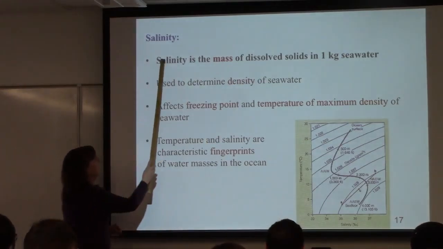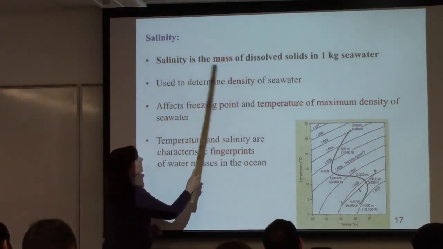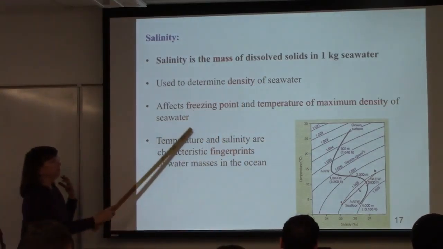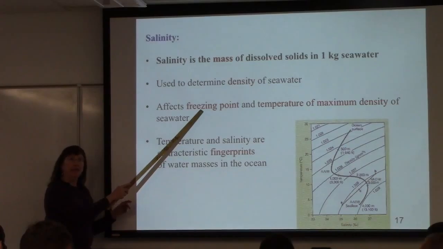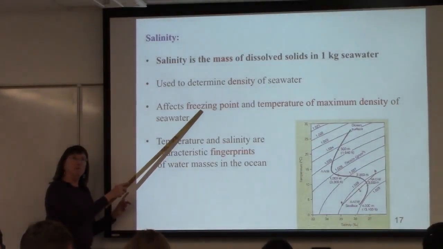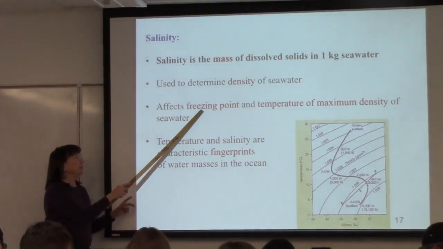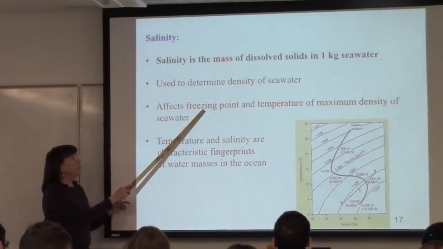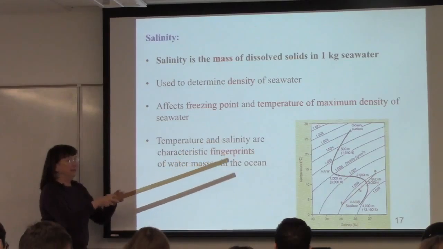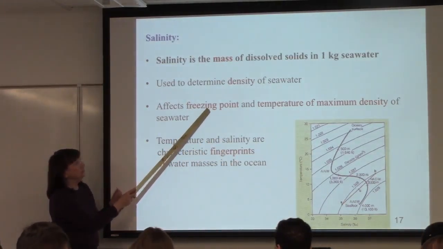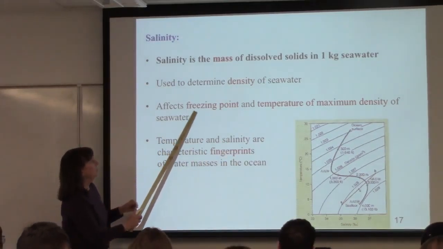So salinity, let me just talk a little bit about salinity. Salinity is the mass of dissolved salts in seawater. It determines the density, the freezing point. You know that lakes, as fresh water gets colder, get denser until it gets to 4 degrees C, and then it gets lighter. Well, not so with seawater. As seawater gets colder, it gets denser, and it just keeps on getting denser. That's why the ocean doesn't freeze for the most part.